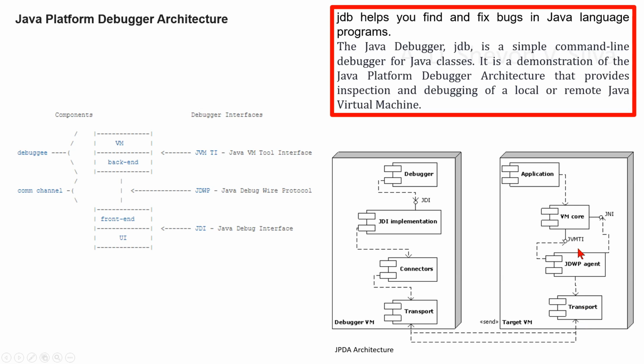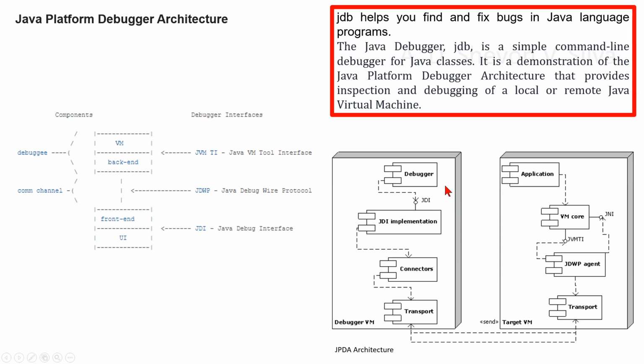Java Virtual Machine Tool Interface, JVM TI, is a low-level API exposed by a JVM to a JDWP agent or any other agent to control execution of a running Java application and provide access to its data. This figure illustrates the JPDA structure.